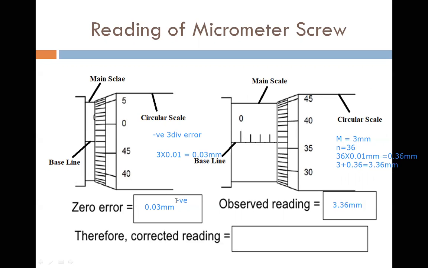I have to nullify it. As the error is negative, I will add it. I have to add it, so it will be 0.03, which gives 3.39 mm. That is nothing but the method to take the reading. If the zero is above the baseline, it is negative error; if the zero is below the baseline, it is positive error. If it is below, positive; above, negative. This is the way you will take the reading.